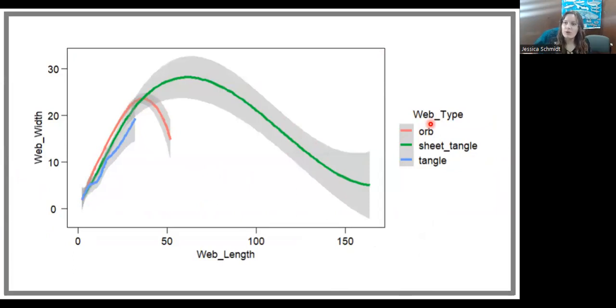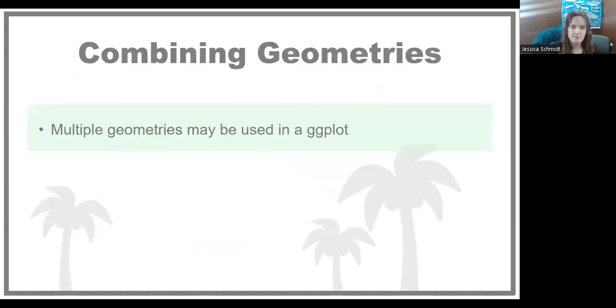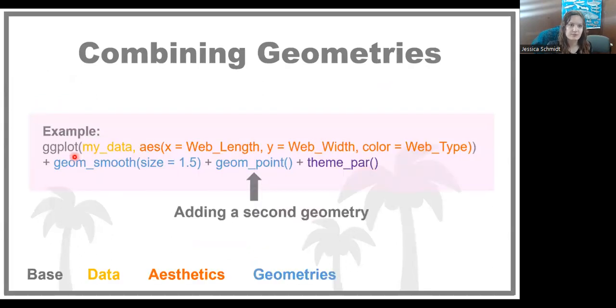Okay, so what if I wanted both the scatter plot and the lines on the exact same plot? Because they're based on the same variables, right? Web length and web width. So how can I do that? Well, it's actually way more straightforward than you might expect. Multiple geometries can just be used in a ggplot. We just add in multiple ones.